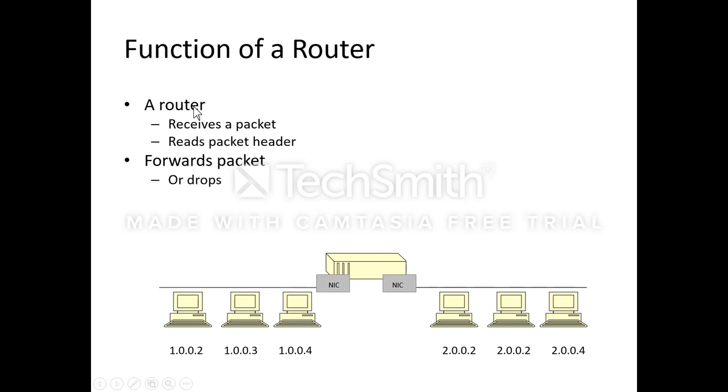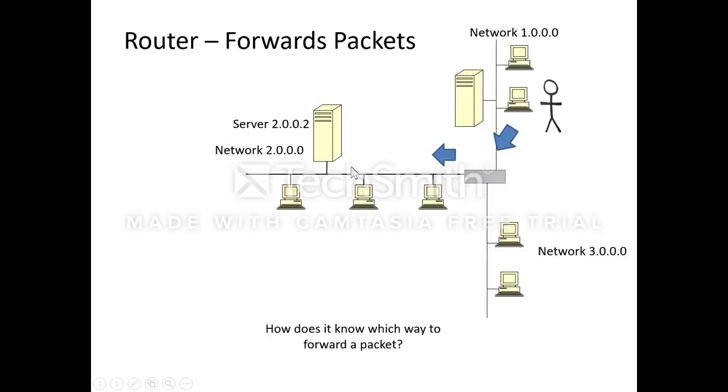So the way a router works is this. It receives a packet, it then reads the packet header, and then it forwards the packet or drops the packet. And dropping the packet means it just does nothing with the packet. So if workstation number 2 sends a packet to workstation number 4, that packet might hit the router, but the router's not going to push it through. But if workstation 1.0.0.2 on the left is going to send a packet to workstation 2.0.0.4 on the far right, then the router allows these two computers to communicate.